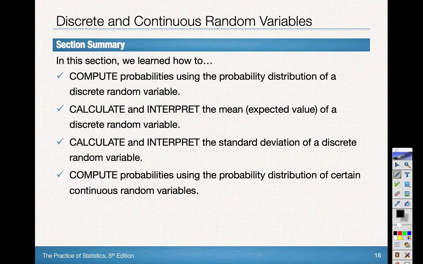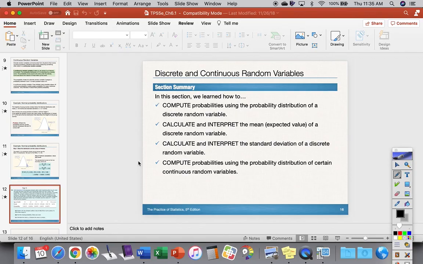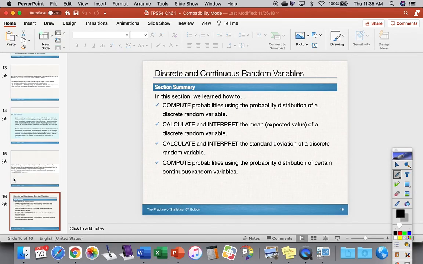So that's it for 6.1. You're going to work on discrete and continuous random variables, and keep in mind that these things happen over the long run outcomes.